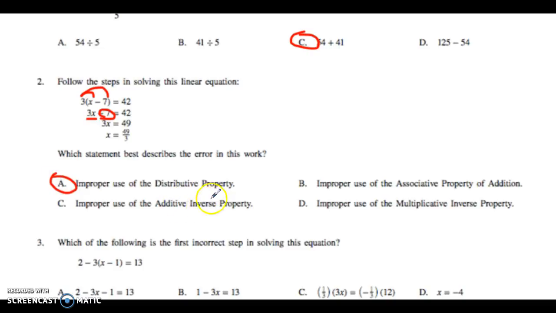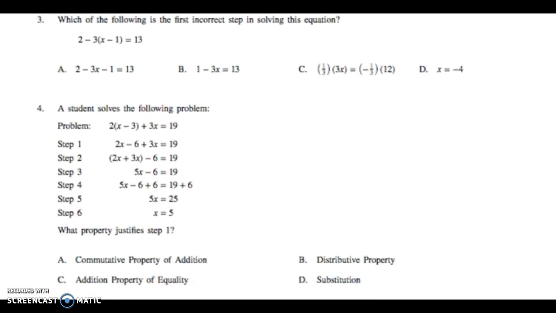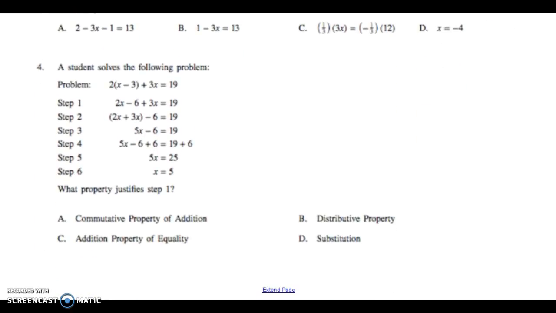Additive inverse is when you add two things and they turn into 0. Associative property is when you move the groupings, but the meaning stays the same. And multiplicative inverse is when you multiply by the reciprocal and it becomes 1. Let's skip to the next page of this so we can do some of the other practice problems.